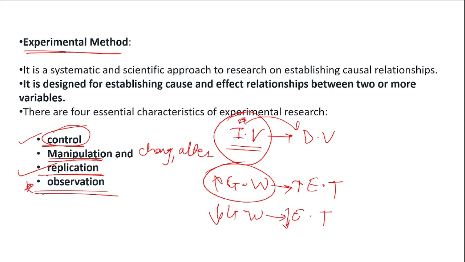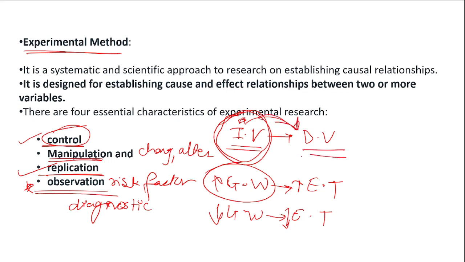Last is observation, and again it is very important. Observation studies are ones where researchers observe the effect of a risk factor, diagnostic test or treatment. That is known as observation. So in experimental research, these are the four processes which the researcher follows: control, manipulation, replication and observation. The researcher applies all four on the independent variable to show the effect on the dependent variable.